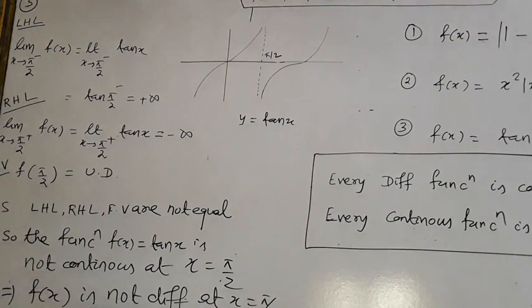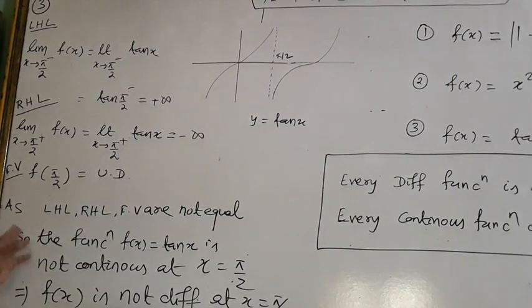Since LHL, RHL and f(pi by 2) are not equal, the function f(x) is equal to tan x is not continuous at x is equal to pi by 2.